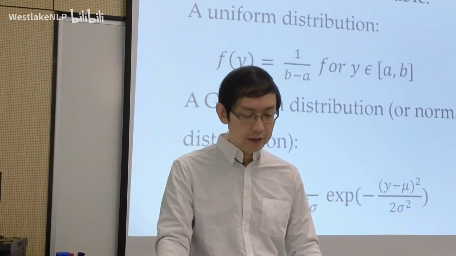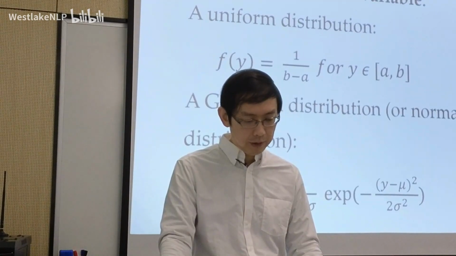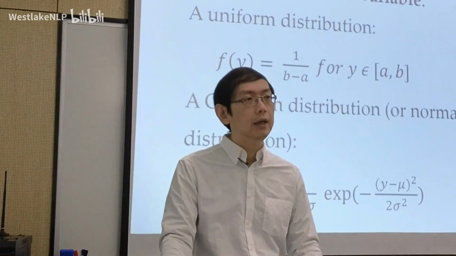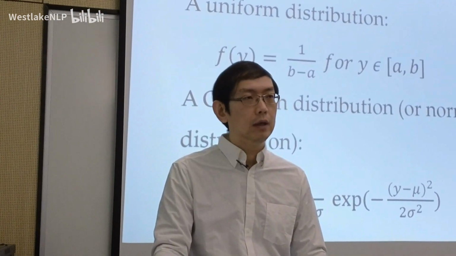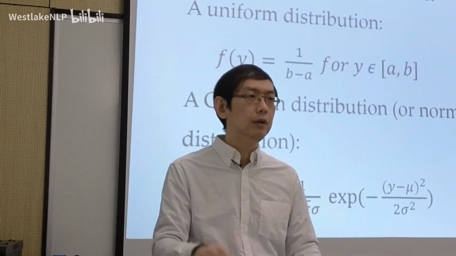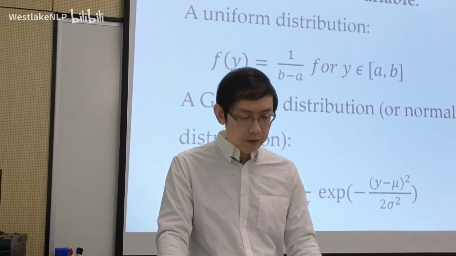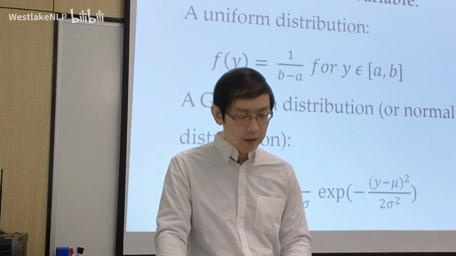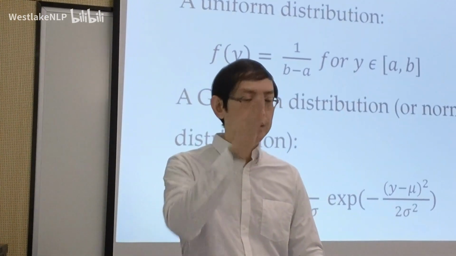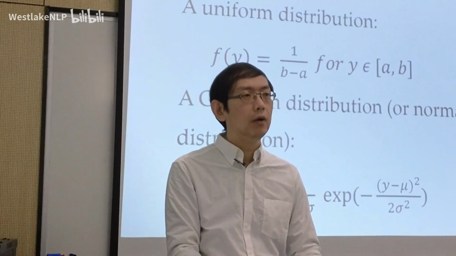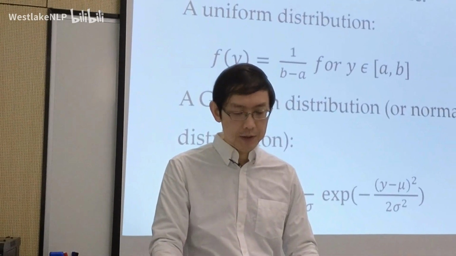Here on the slide I show you that if some random variable falls between A and B, then the probability of this random variable falling into this range is proportional to B minus A. Also, you have another continuous random variable, the Gaussian random variable. It follows a bell-shaped distribution where there's one value around which the probability is the highest, and further from the value, the probability density is lower.